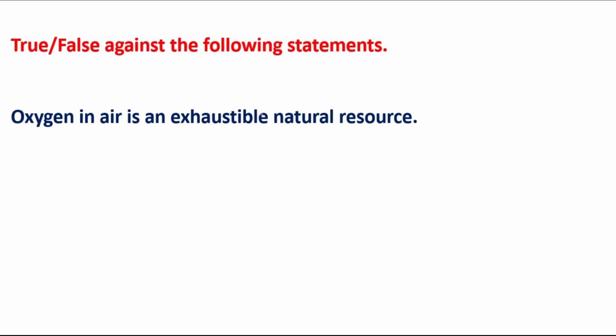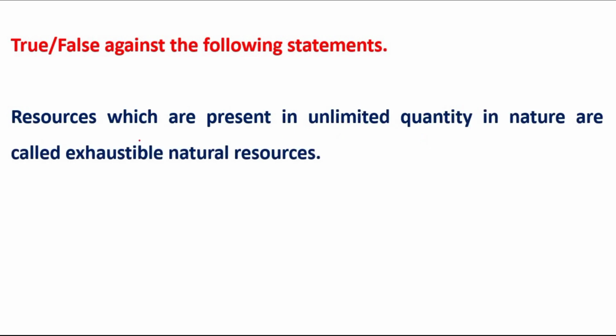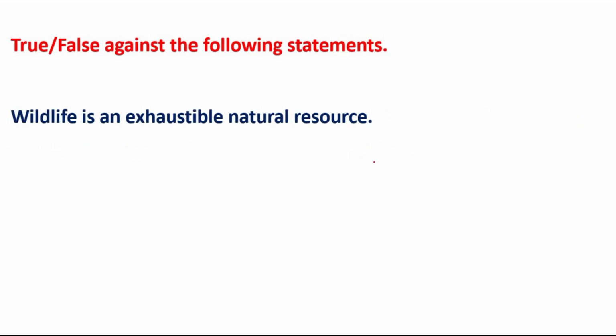True or false against the following statement? Oxygen in air is an exhaustible natural resource. It is a wrong statement. It is an inexhaustible natural resource. It is a false statement. Here we go with the next question. Resources which are present in unlimited quantity in nature are called exhaustible natural resources. It is a false statement. They are called inexhaustible natural resources, which are present in unlimited quantity in nature.